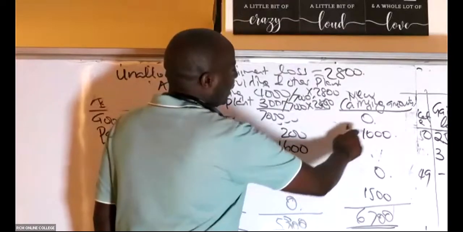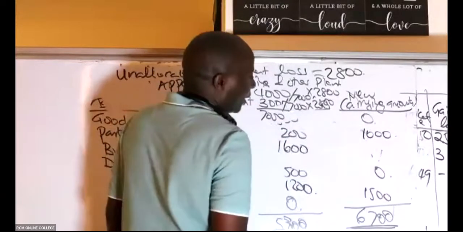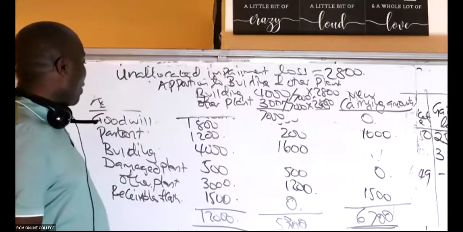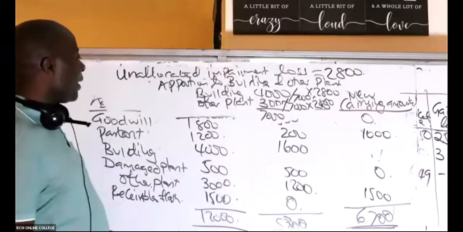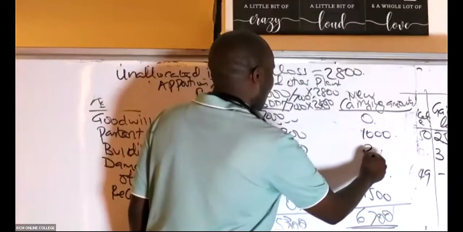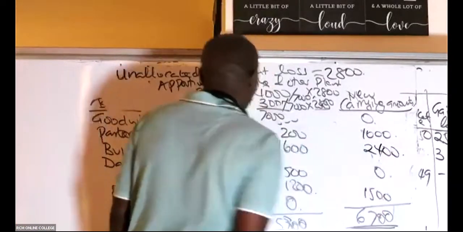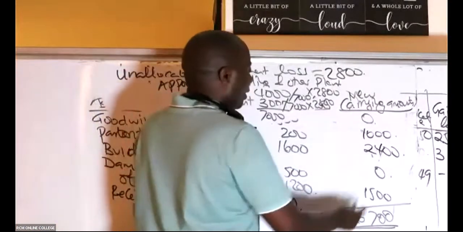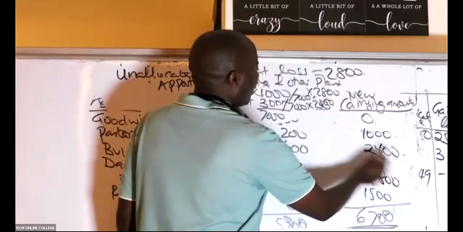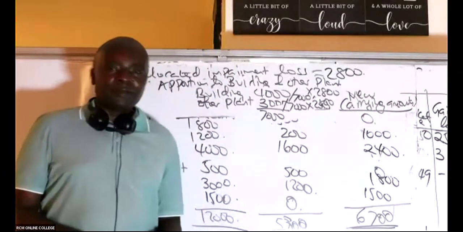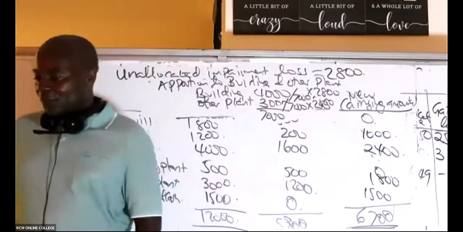So please go ahead and fill in all the others now. For example, here for building it will be 4,000 minus 1,600, which gives us 2,400. And the other plant, it will be 3,000 minus 1,200, which gives me 1,800. That's it. Nothing more, nothing less.